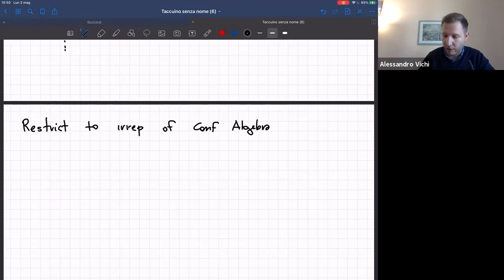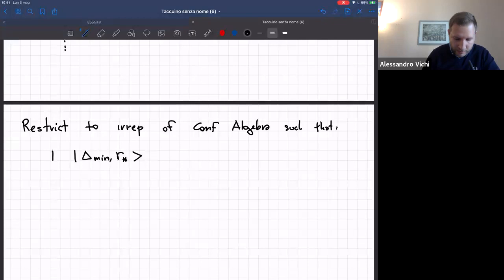Such that there exists a state with minimal dimension delta, in some irreducible representation R star, that when you act with the generator of special conformal transformation, you get zero. This state is called a primary state.